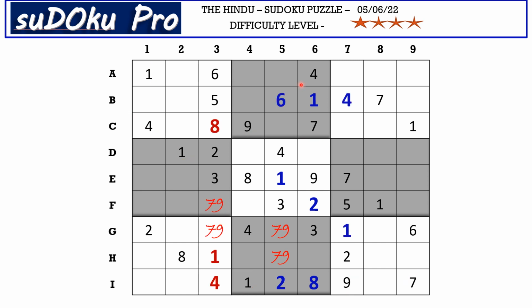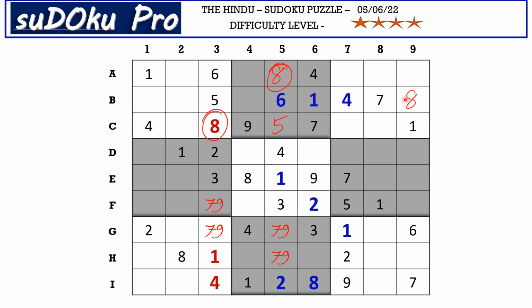We know that we are missing 5 and 8 in column 5. Now there is an 8 blocking from C row. So C5 takes 5 and A5 takes 8. Now this 8 and this 8 in C row block these two rows. So 8 goes here in B9.